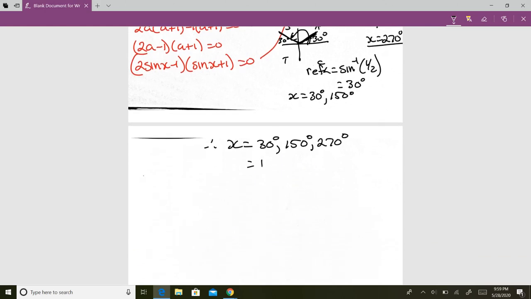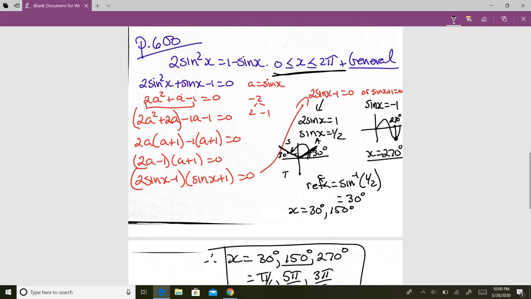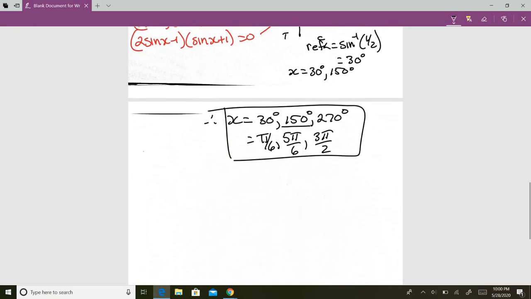Hopefully you remember 30 is pi over 6. How many 30-degree angles are there in 150? Well, there's 5 of them. That's just 5 pi over 6. And 270, hopefully you remember, is 3 pi over 2. It's 3 90-degree angles. There's my answer in radians. That gives me all the solutions between 0 and 2 pi.